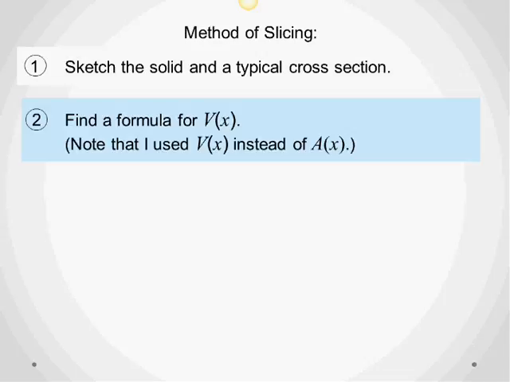So if I know the shape of the cross section, or the slice of bread, is a circle, I'm going to use pi r squared. If I know that the shape of the slice of bread is a rectangle, I'm going to use base times height. So you have to come up with that formula, and you want to put that formula in terms of x.